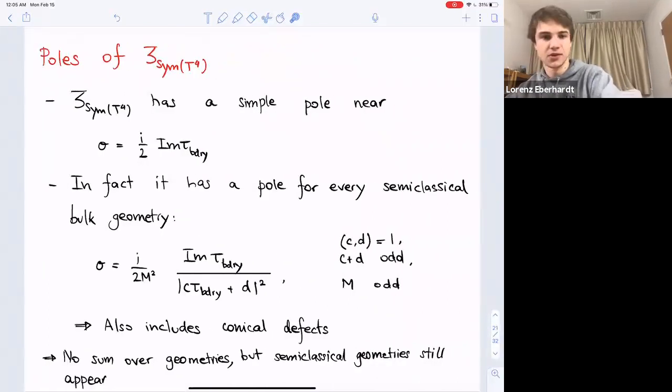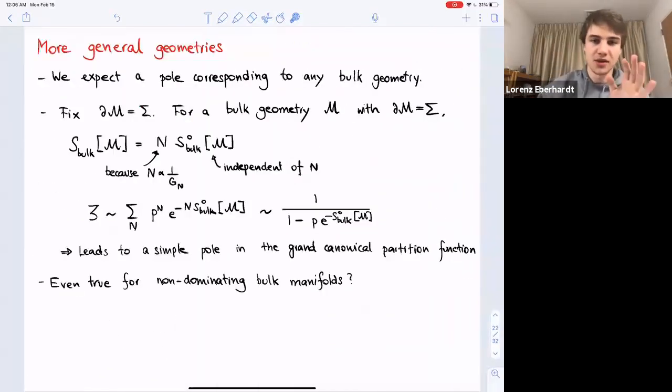Good. So the argument for why there should be a pole for every semi-classical bulk geometry is very simple. It's just like using usual gravity, but now in this weird grand canonical ensemble. For every fixed n, you would have the on-shell bulk action, S bulk, which is proportional to n, because you could view n as being proportional to 1/G Newton. Or you could view it as being proportional to the bulk size, but it doesn't matter. In any case, it comes out as the factor n. And then you get something that is bulk, that is n independent.